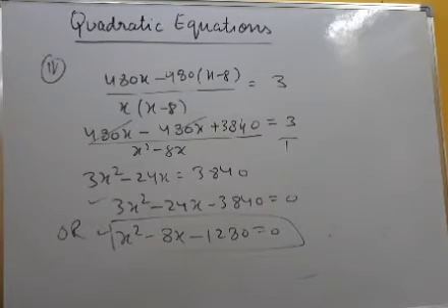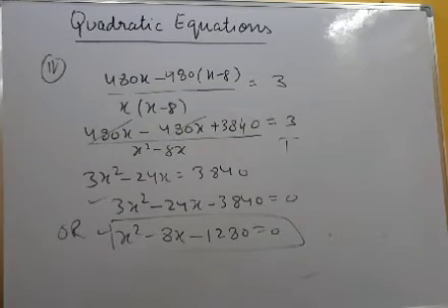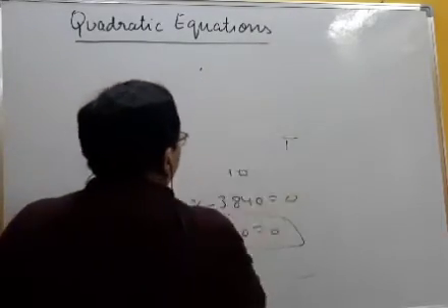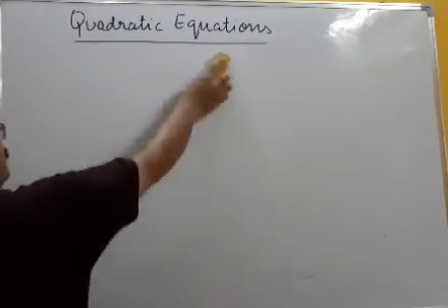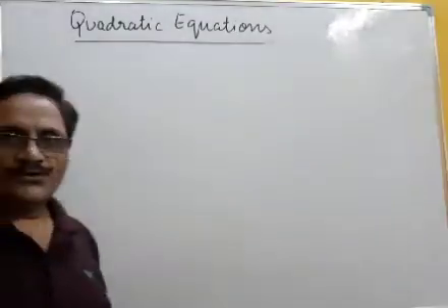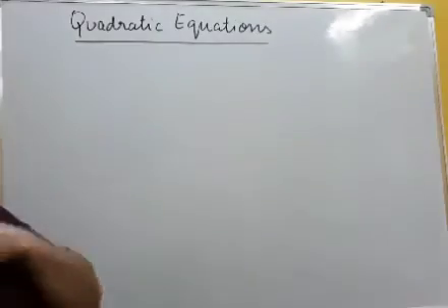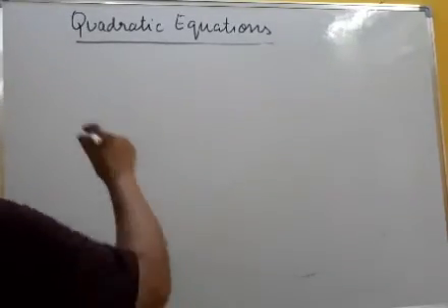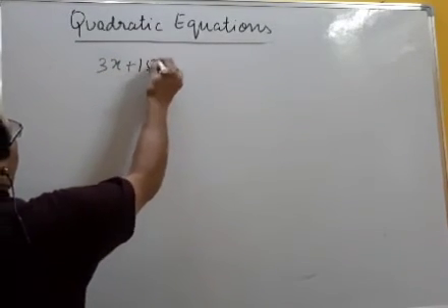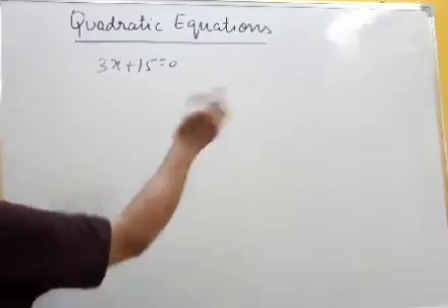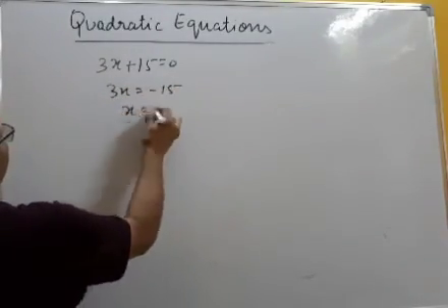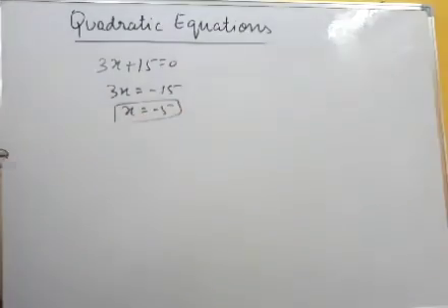Okay. Now, children, first we discuss: you started linear equations in one variable in class 6, 7, 8. Now you see, suppose the equation given to you is 3x plus 15 equal to 0. Everybody can solve it. You take 15 to this side, x equal to minus 5.